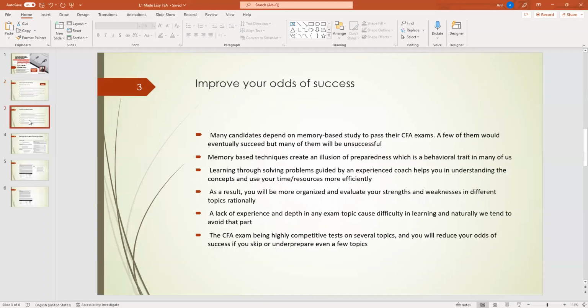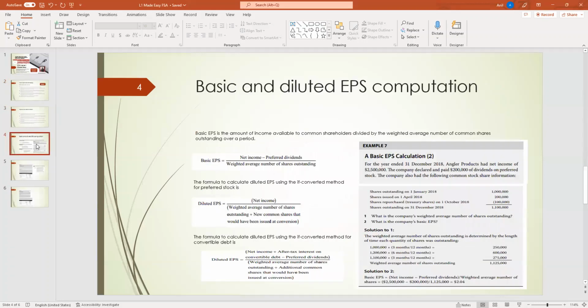So let us go into the definition and the computation of the EPS. Basic EPS is the amount of income available to common shareholders. So in the capital structure, what the common shareholders get is the basic EPS, divided by the weighted average number of common shares outstanding over a period. The numerator in the basic EPS formula is net income less preferred dividends. So you have to subtract preferred stock dividend from net income. That is what is left for the common shareholder, divided by the weighted average number of shares outstanding, weighted by the time the shares are outstanding.